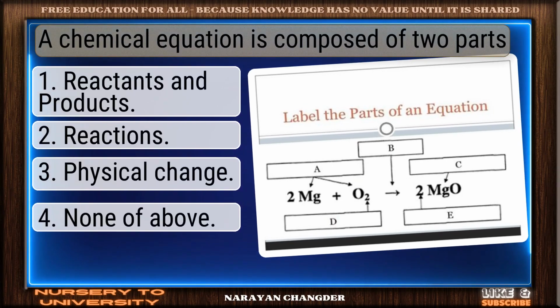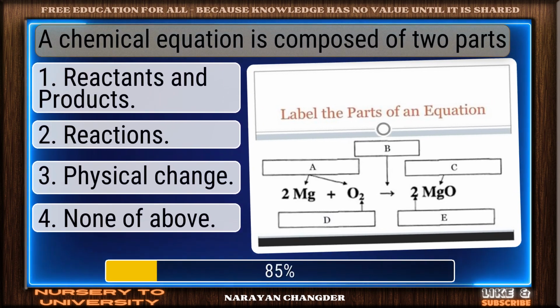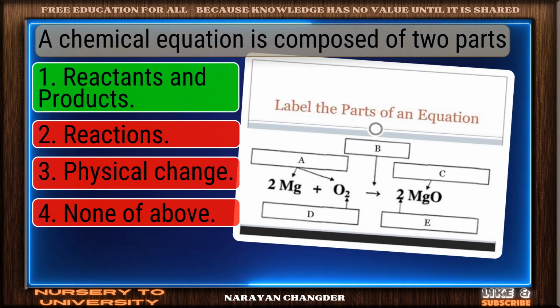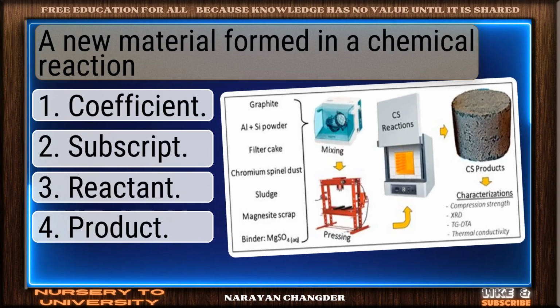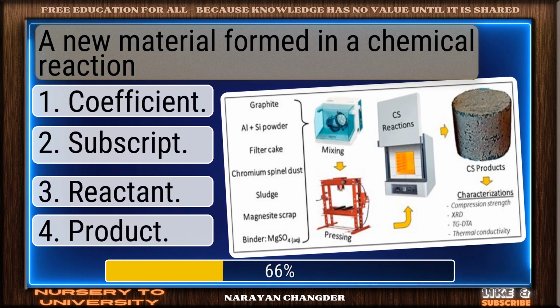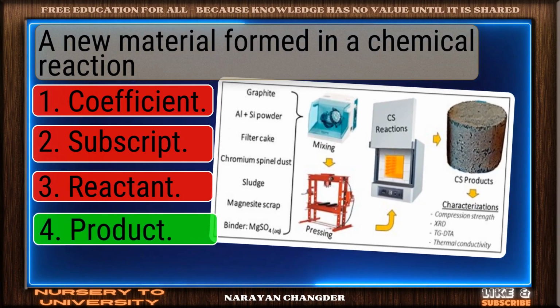A chemical equation is composed of two parts. Valid point. Reactants and products is true. A new material formed in a chemical reaction. Perfect. Product is the correct choice.